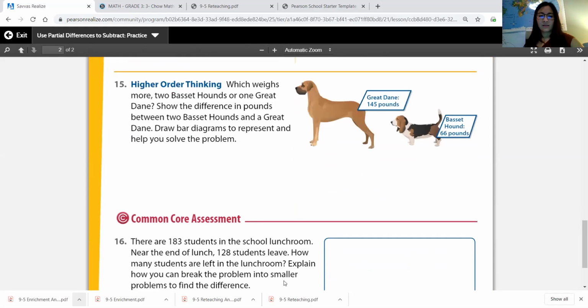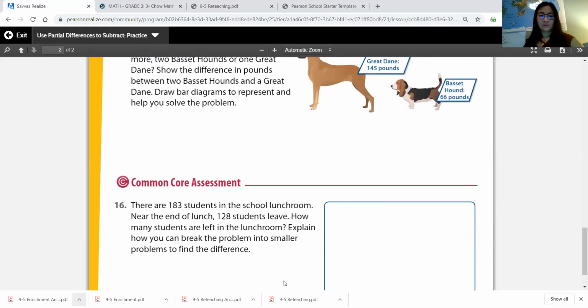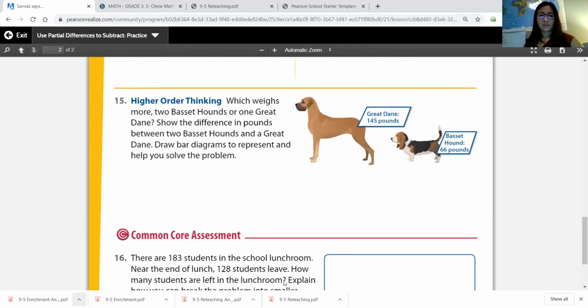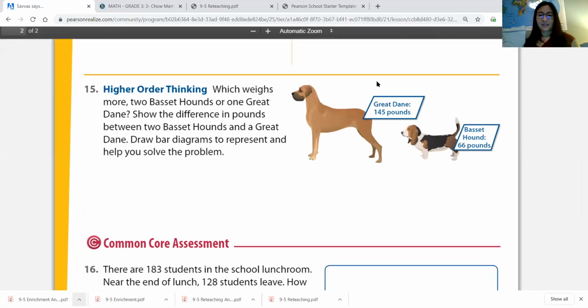As far as problems on the back, yeah, I'm going to make it optional. You can do number 15. It's optional. Be sure to read the captions. The Great Dane, this one in particular, weighs 145 pounds. The Basset Hound weighs 66 pounds. So you can read the problem yourself.